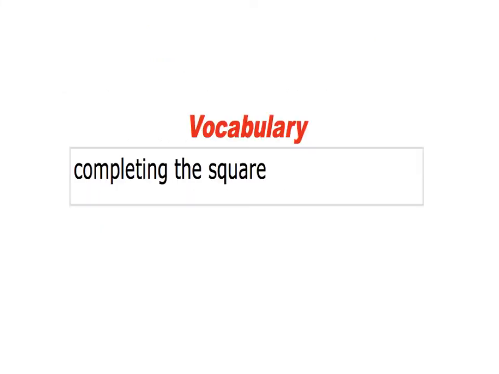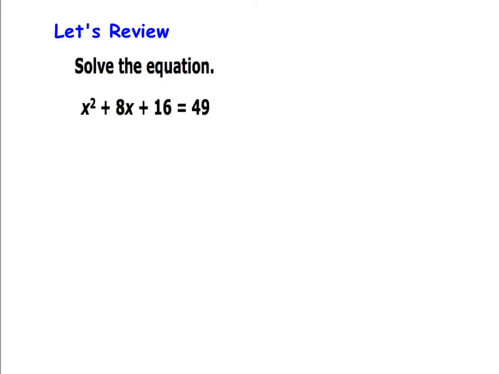Our main vocabulary word for today is completing the square. So let's go ahead and learn how to do that. Before we begin, let's take a look at a problem and just review for a moment. If you look here at the left side of the problem, you will notice that this is a perfect square trinomial.